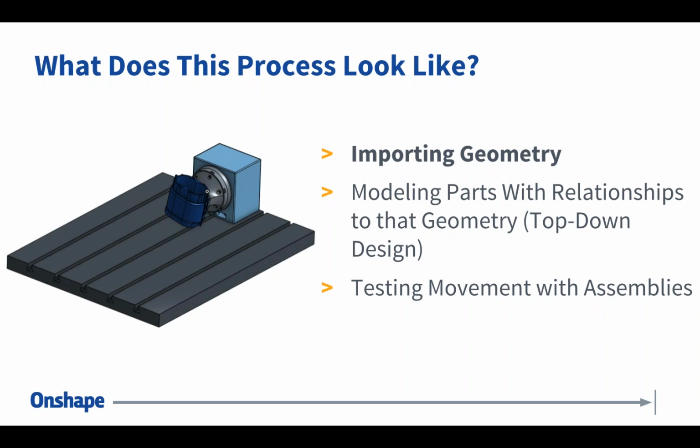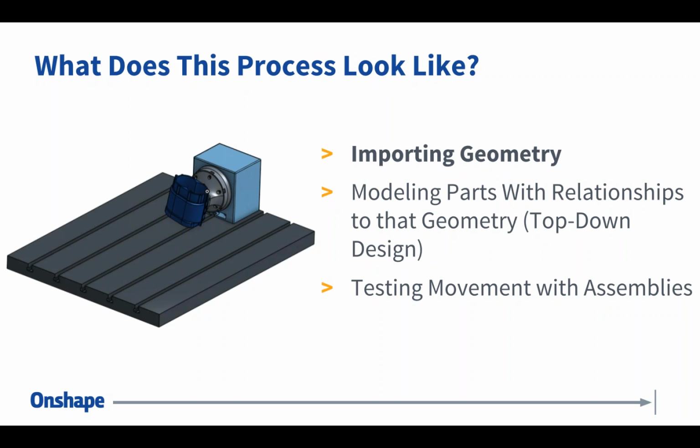But then equally as important is the ability to model around that imported geometry, what's often referred to as top-down design. Now, if you're not familiar with the concept of top-down design, it just simply means you're building parts with relationship to each other, building parts in the same space that allows you to easily reflect design intent. And I'll show you a quick example of this, but in Onshape, that amounts to a multi-part part studio where we can build multiple parts in a single context.